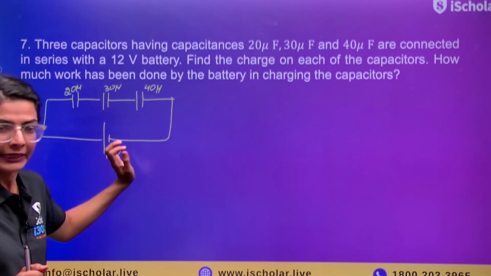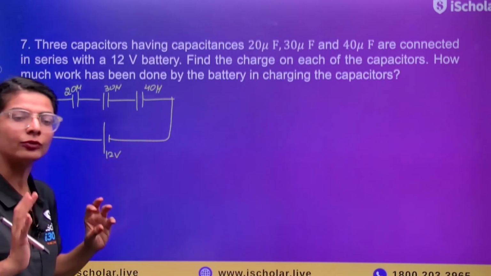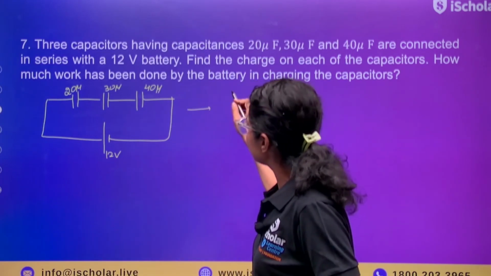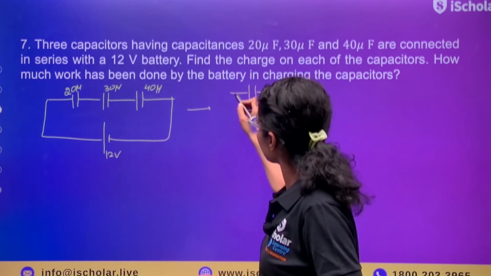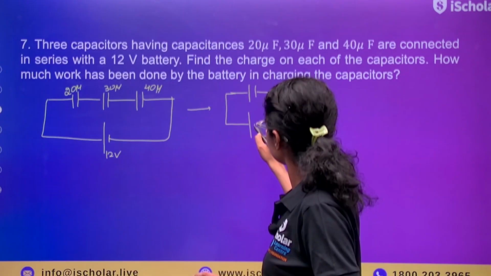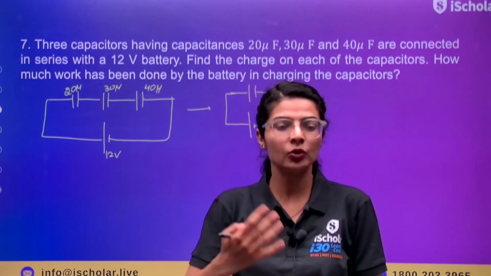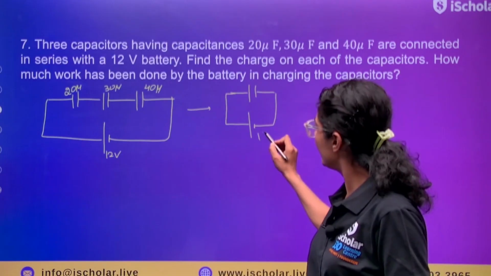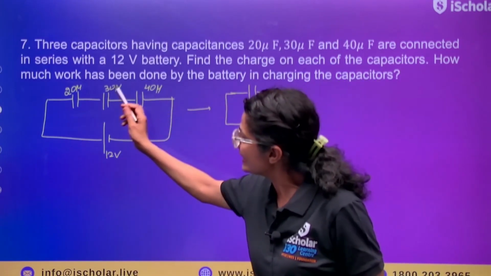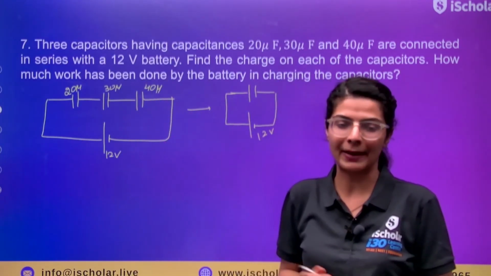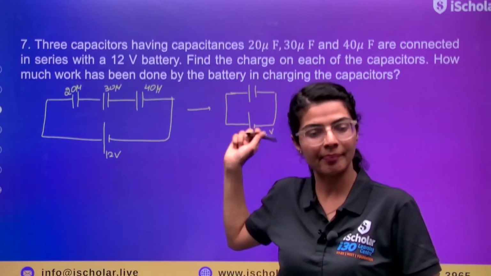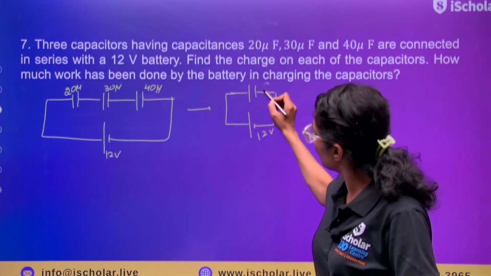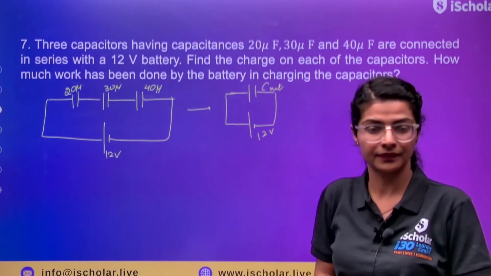First of all, in such a type of question, calculate the net capacitance. When I calculate the net capacitance, the figure would become like this. First, I'm telling you the approach and then I'll do the calculation. So this is 12 volt. This is 20, 30 and 40 microfarad capacitors which are connected in parallel as shown in the figure, which will be given as C net.